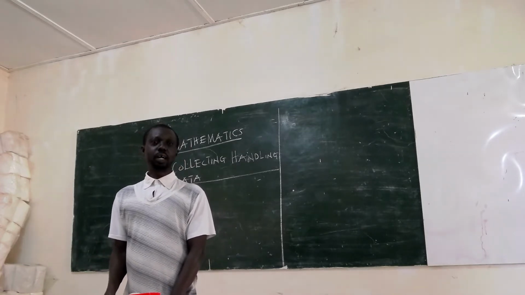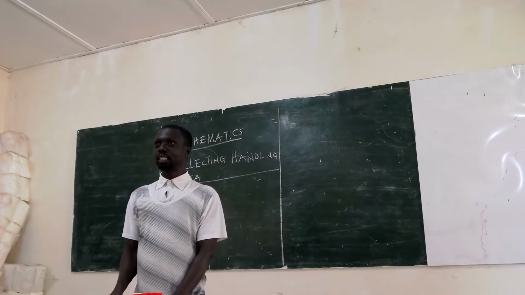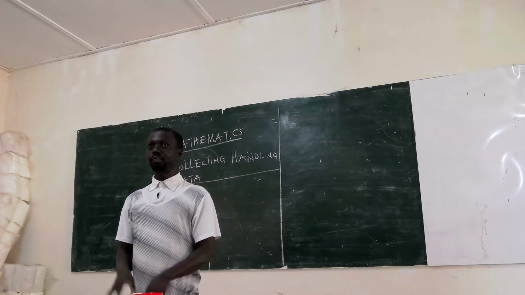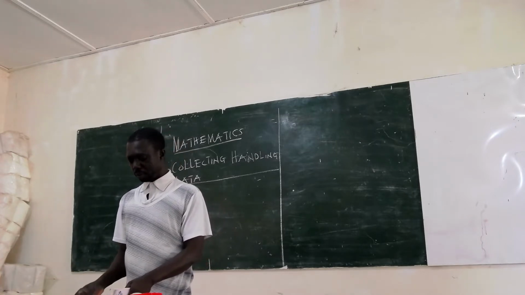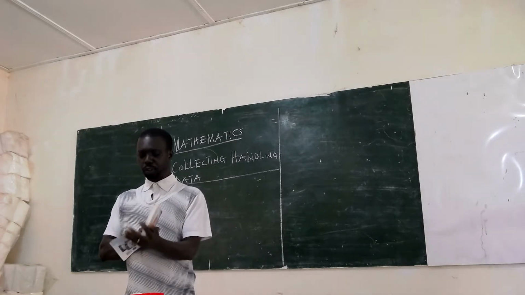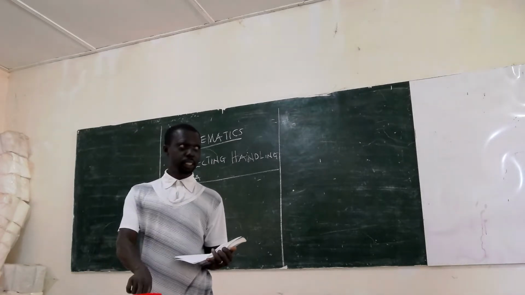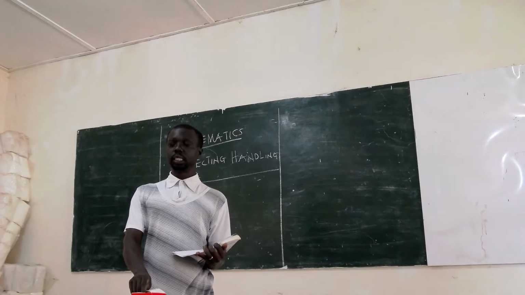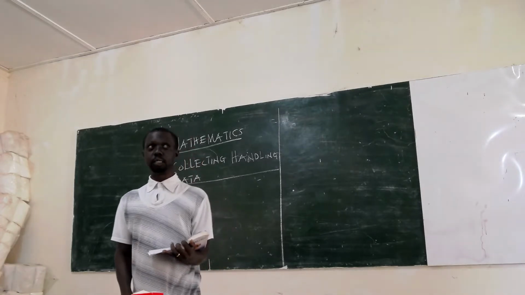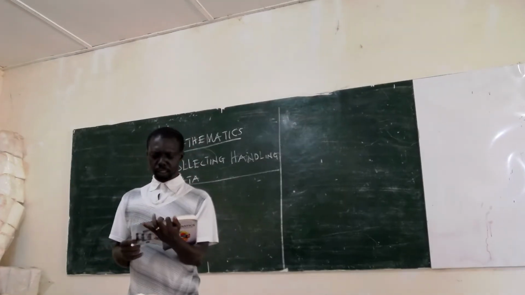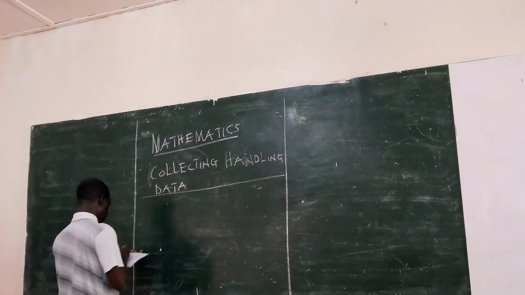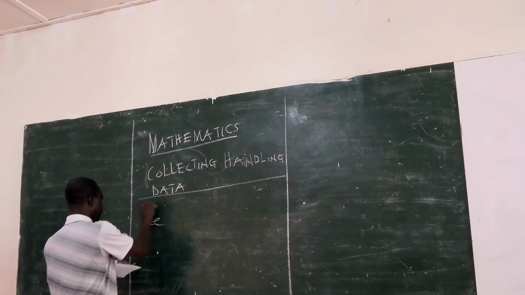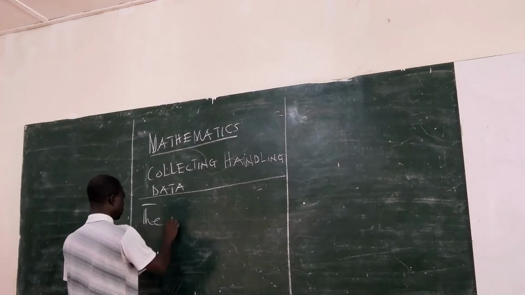So we are going to learn something about collecting and handling data. How to group raw data in the frequency distribution table. That's our main topic we are going to learn today: how to group raw data in the frequency distribution table, using the table to find mean, mode, and the median. So let's try to answer this question.